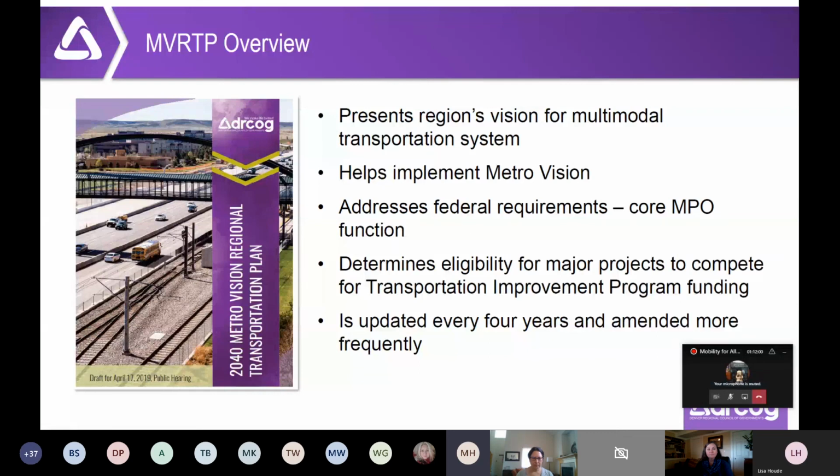And so just an overview of the MetroVision Regional Transportation Plan. It's our multimodal plan. It helps implement MetroVision, and it addresses federal requirements. Next slide.